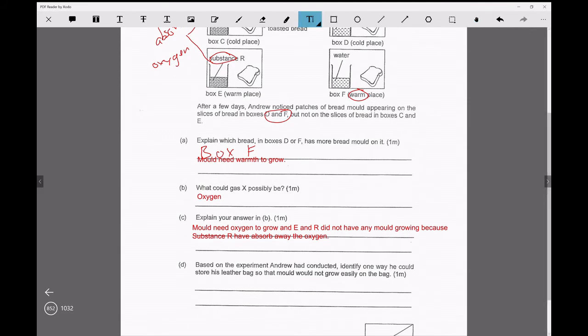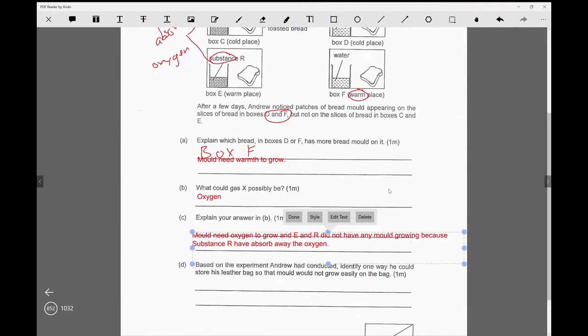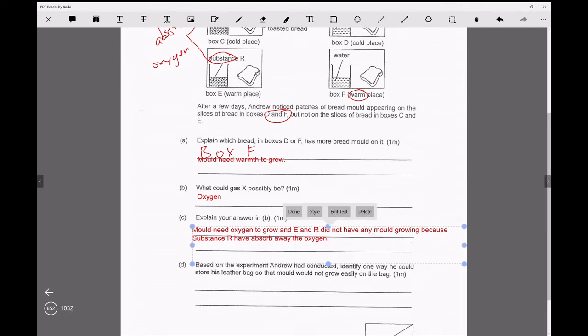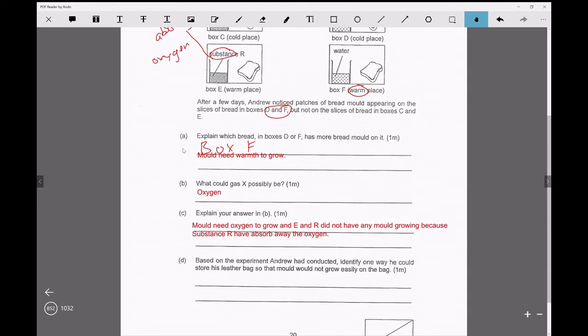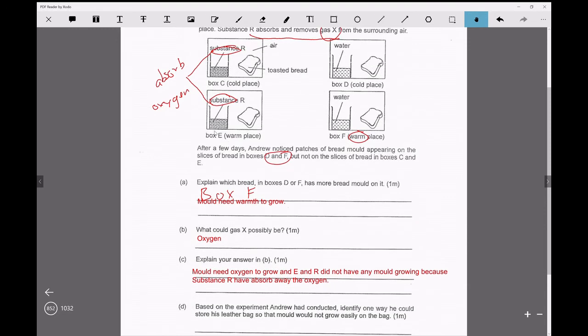Okay, let's look at this one. So let me just explain to you what I'm writing. As we know, just now I already mentioned the three things mould needs in order to grow are warmth, moisture, and air. Air meaning oxygen. So substance R is taking away some kind of air, that's why it cannot grow. So it must be taking away the oxygen, because oxygen is needed in order for mould to grow.